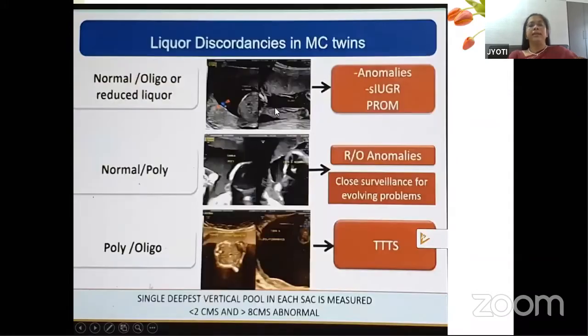Now, if you find a discordancy, you can have these 3 options. You can have a normal liquor or an oligoamnios. Then you have to look for anomalies, selective fetal growth restriction, PRN. If it is normal and a poly, again anomalies, and close surveillance for any development of problems. But if you have a poly-oligo sequence, it is TTTS. And when do you call it oligoamnios? Where the single deepest vertical pocket is less than 2. If the single vertical pocket in one sac is more than 8, you call it polyhydramnios.